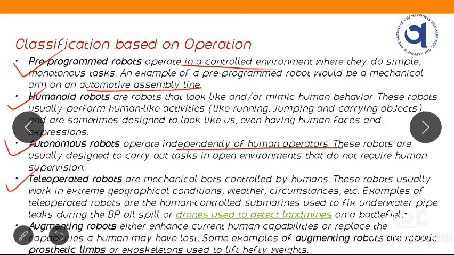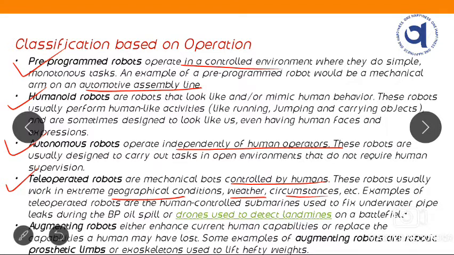Then teleoperated robots. In these robots, human interaction is there, they are controlled by humans, so they are semi-autonomous. They are programmed for particular tasks like exploration or for reporting on geographical conditions, weather or circumstances. They can work in hazardous conditions, but whatever information we need, we have to provide instructions. So for that we need humans, so we can control the robots with the help of a remote or any kind of instructions.